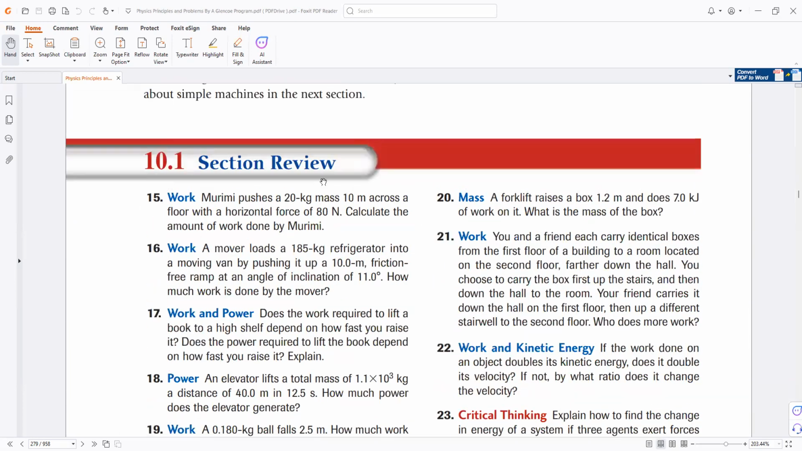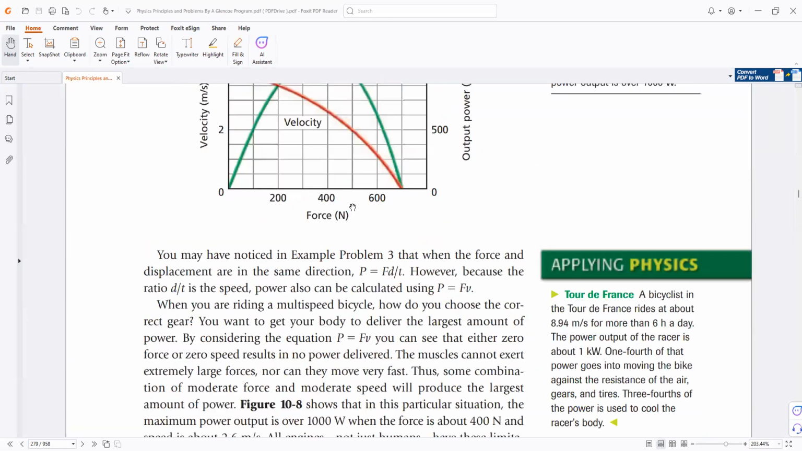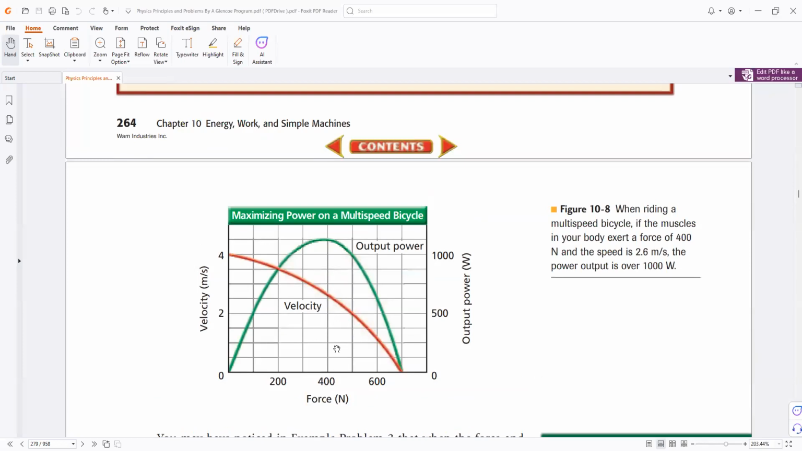Now you can see here, many questions have been given in this book. Even applying physics, where we can use it, you can see they're making it. They have even given a graph for velocity versus force. Maximizing power on a multi-speed bicycle. So output power.